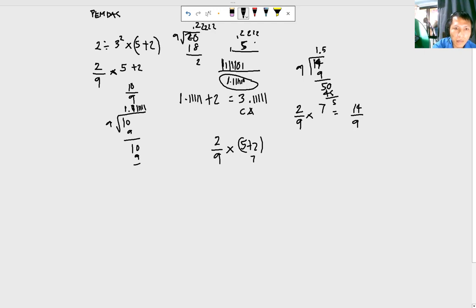And then carry 5. So that would be a 5, 5, 5, 5, 5. So 14 all over 9 is 1.55555. 14 divided by 9 is 1.55555.